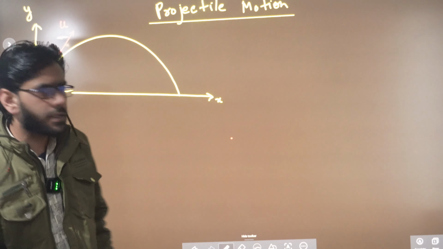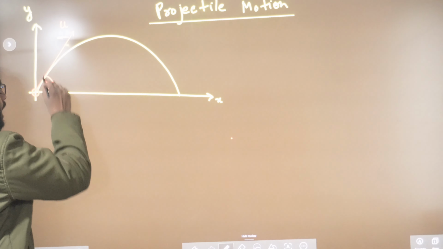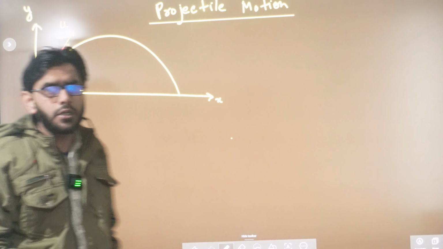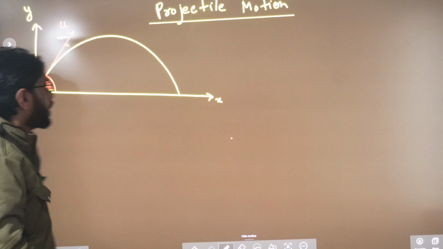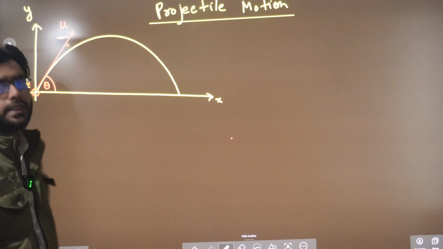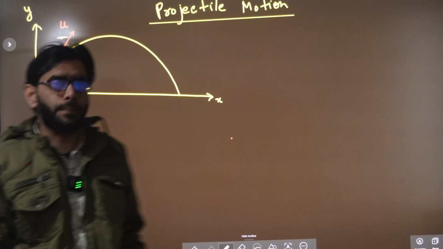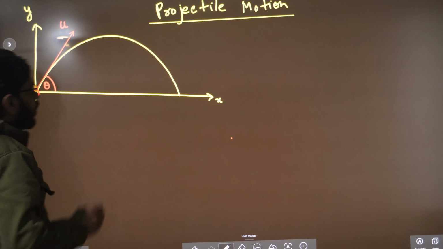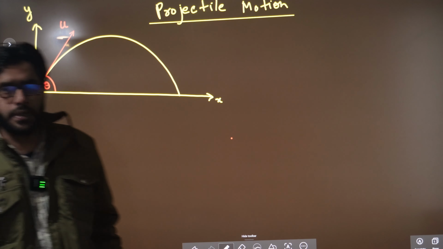Similarly, sometimes we throw a ball at an angle with the horizontal. So how will the ball move? The ball will move in this path. This path is known as a parabolic path. Okay? So let us assume some terms.